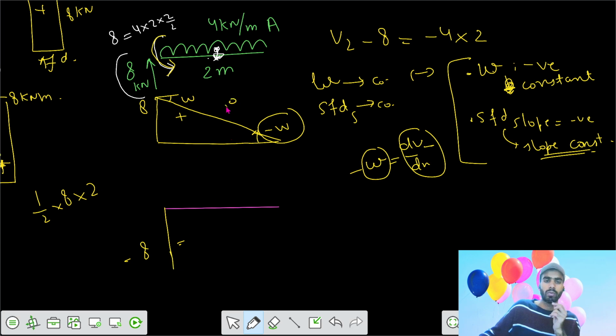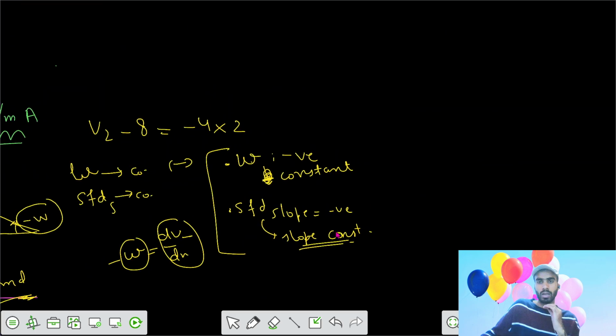Then this is your 1 degree, so the BMD would be 2 degree. Then here the slope is 0 in the bending moment diagram, because your shear force is 0, and the slope here is equal to plus 8. So joining the two, this is your BMD. So the final BMD and shear force diagram would look like this one.